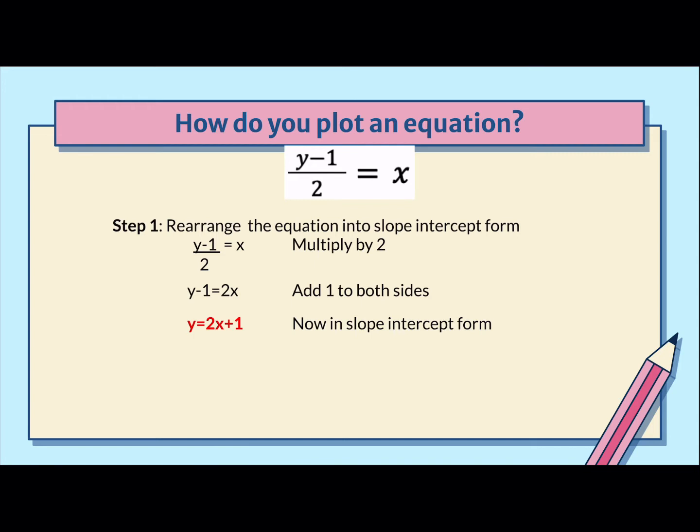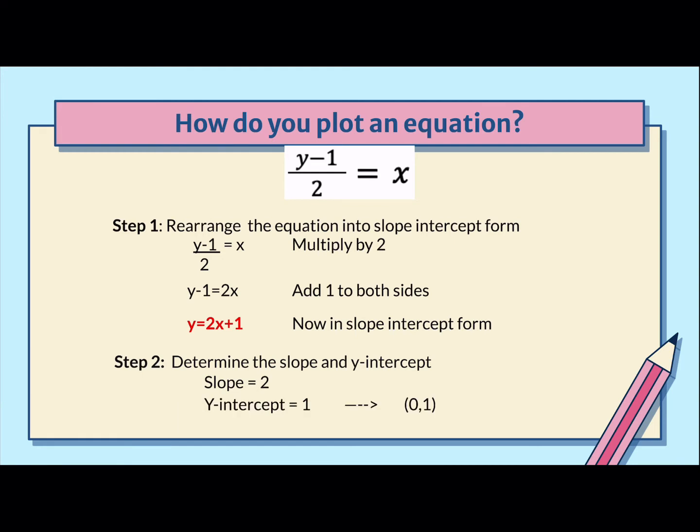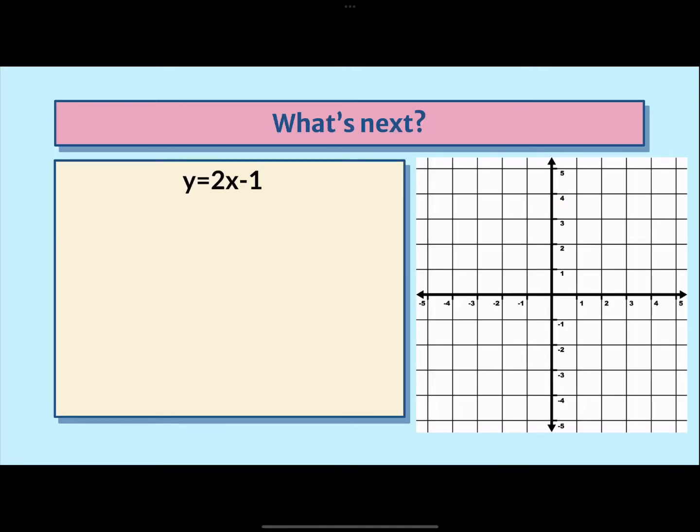From here, we can determine both the slope and the intercept. To find the slope, we need to look at the coefficient, which is the number in front of the x. So in this case, the slope will be 2. To find the y-intercept, we look at the constant. In this case, the constant is 1, so the y-intercept point is 0, 1. Now that we know the slope and the y-intercept, we can start graphing the points from our equation.